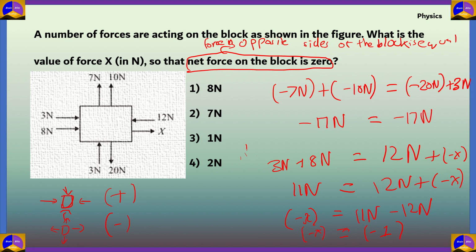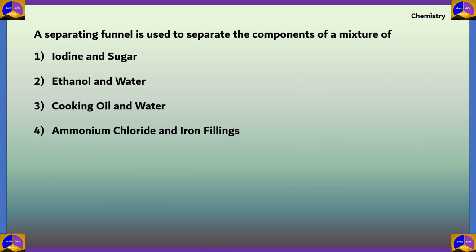So if minus x is equal to minus 1, we can cancel the negative sign and we get x is equal to 1n. Since 11n minus 12n is minus 1n, x is equal to 1n. That is option 3. Now option 3, 1n, is the right answer for this question asked in physics. Let's move to the next question.